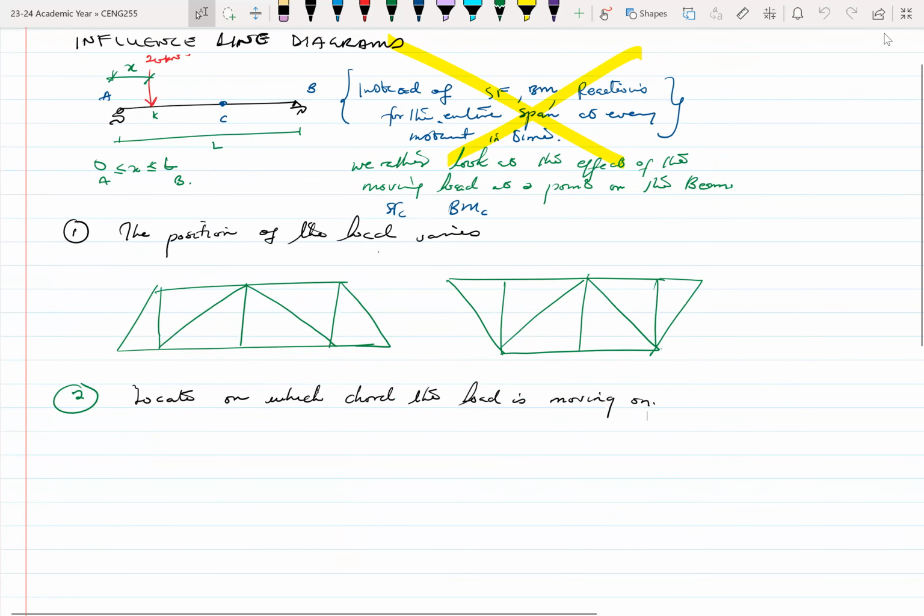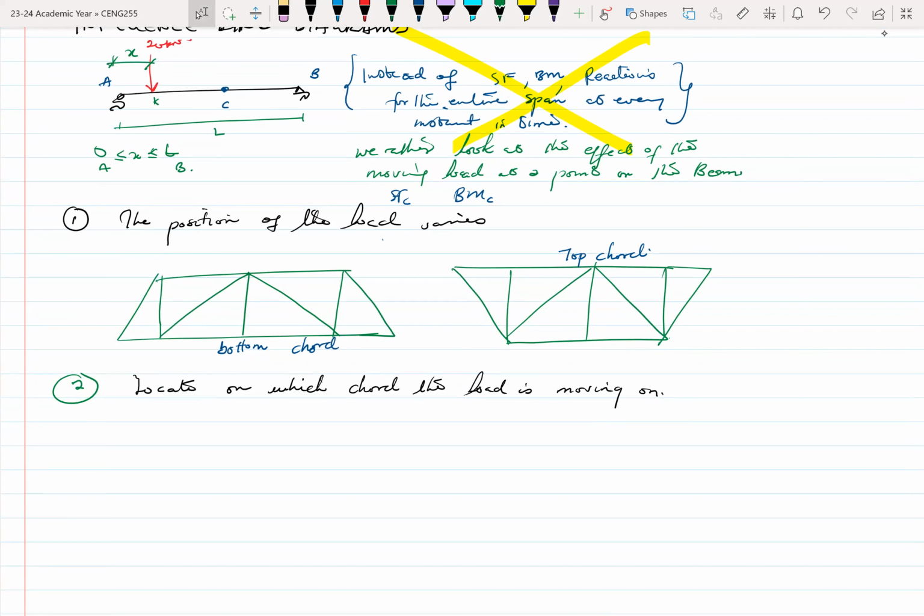So locate on which chord the load is moving on. Very important. Okay. So you can have the bottom chord, and also the top chord. Please, in exams the question usually will specify which chord the vehicle or the load is moving on, but always look out for it, because it's important to know which chord the load is moving on. If you choose a wrong chord for the load to move on, your calculations obviously will not be correct.